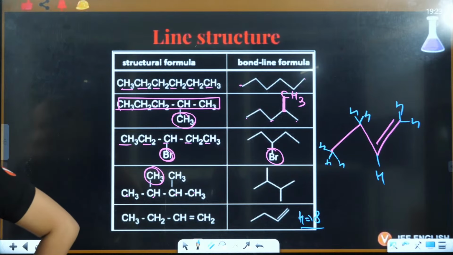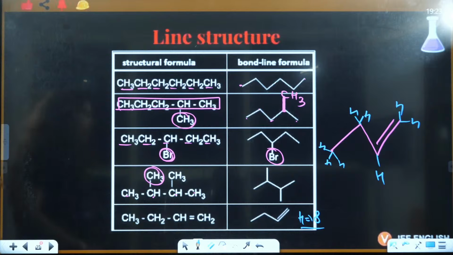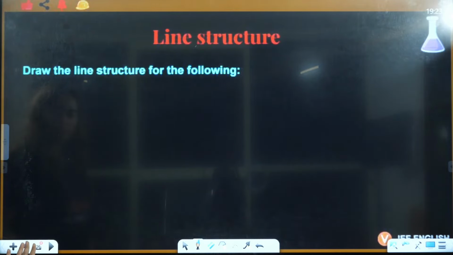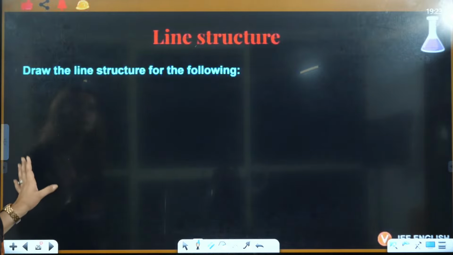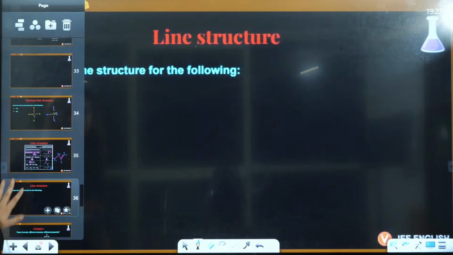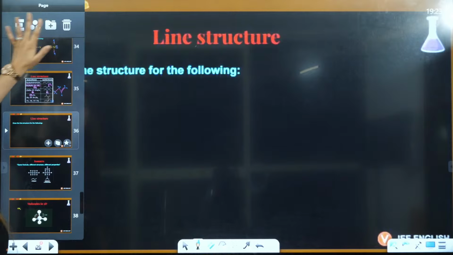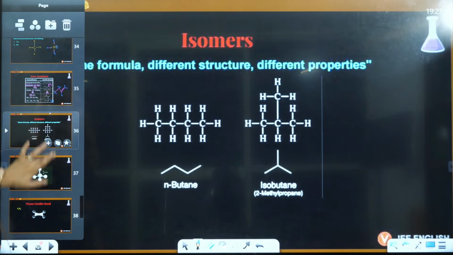Right? Okay, everybody. Yes, everybody. If that is clear, then let me know in the chat box. Right? Okay, I think that's it. This we have already done. Line structures I have already told you.